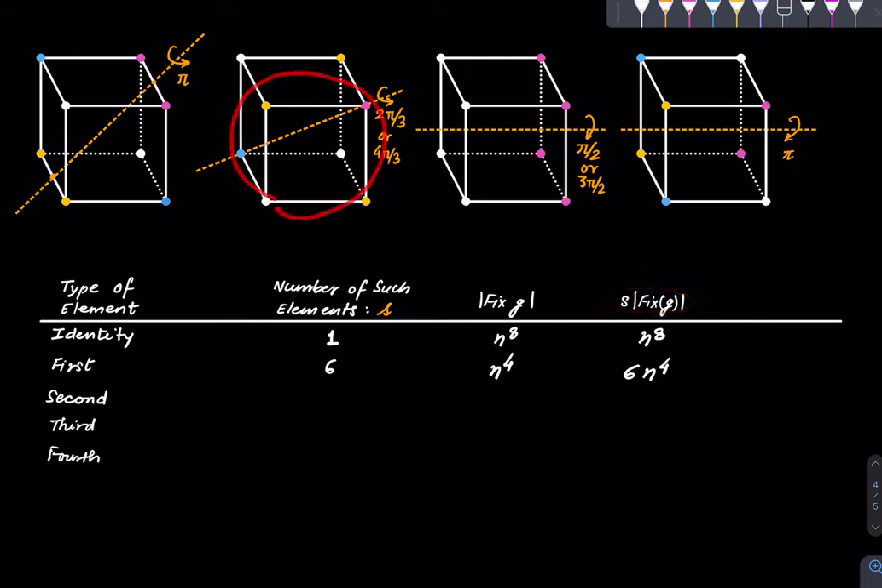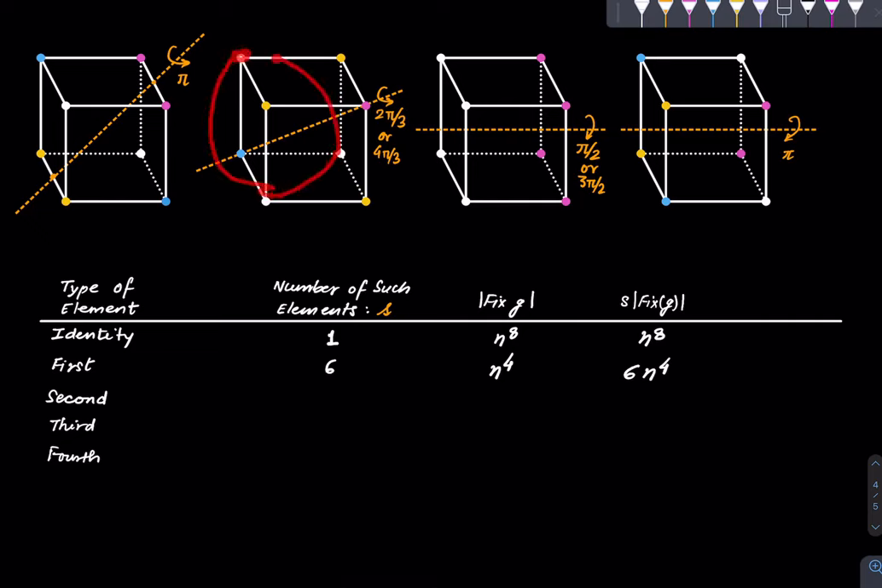All right, what about the second kind? The second kind is those rotations which are obtained by rotating about the axis, or line, passing through two opposite vertices, and the rotation is either by 120 degrees or 240 degrees. In this case, if you have a 120 degree rotation, then these three vertices, the ones colored yellow in my coloring, should receive the same color.